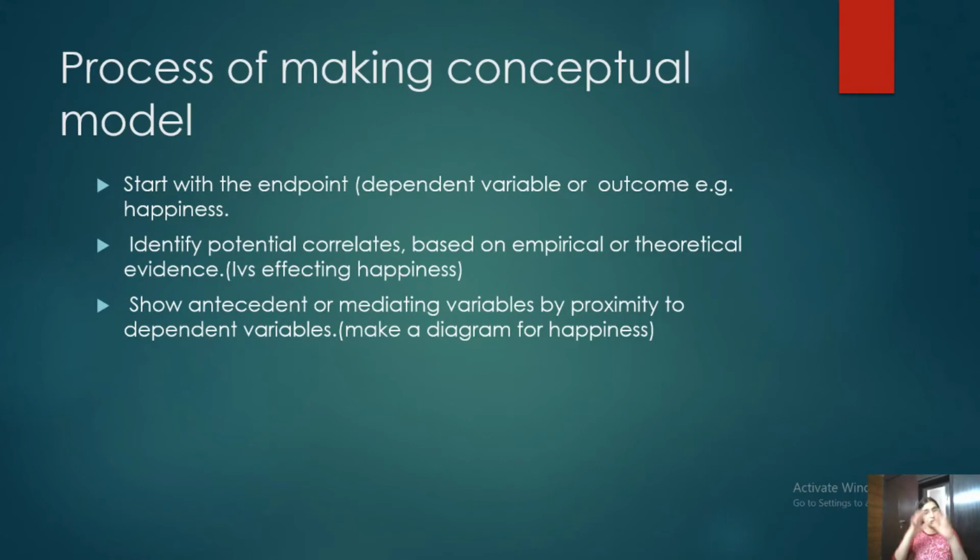Now this broad area, work life balance, suppose is my dependent variable. I want to study what effects, what things affect my dependent variable, work life balance. Now I have identified it, the next step is to go and read papers. So what will I do? I will go to Google Scholar and type factors affecting work life balance.